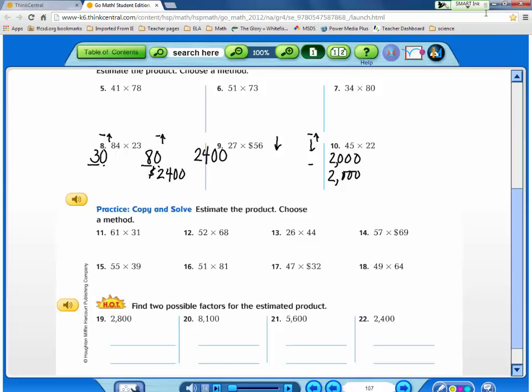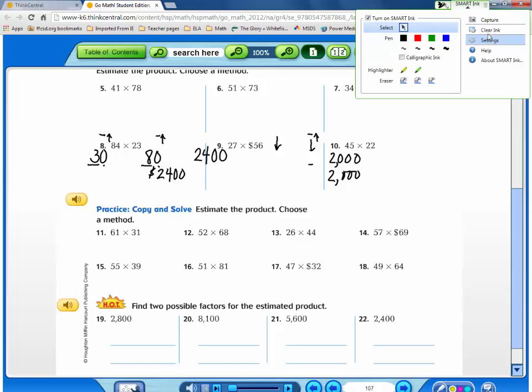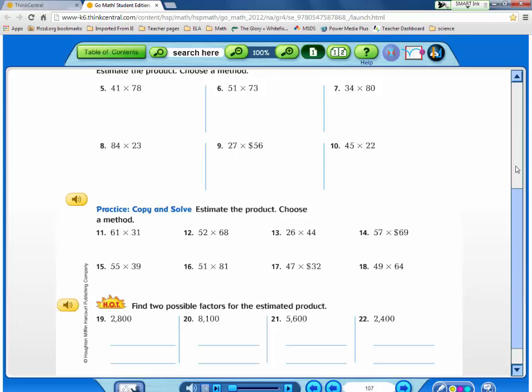Let's take a look at a couple problems here before we send you on your way. Okay, so number 5, we're going to use the rounding method. We underline the 4, arrow under the 1. The 1 does not make the 4 go up, it stays the same, so we have 40 times, underline an arrow. The 8 does make the 7 go up and becomes 80. Now we have a basic fact of 4 times 8 is 32, and then we add our two zeros. So our estimate is 3,200.